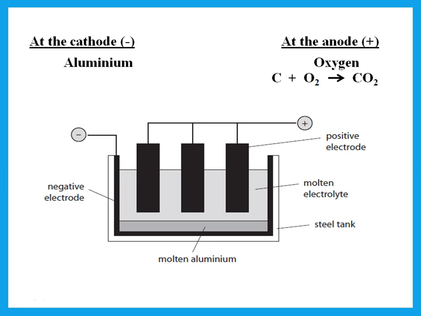Remember, the anode in this electrolysis needs to be replaced from time to time. Why? Because the carbon anode burns in the oxygen that is formed. So if he says, name the 2 gases formed at the anode: oxygen and carbon dioxide.